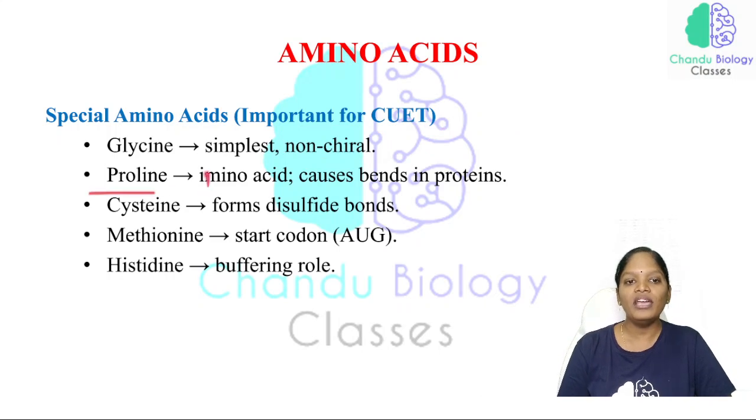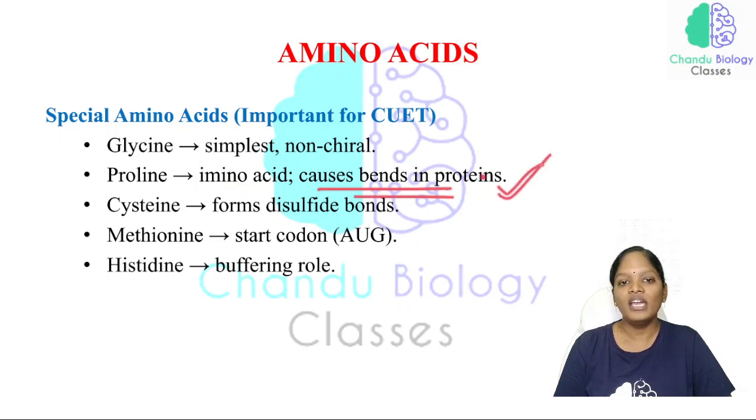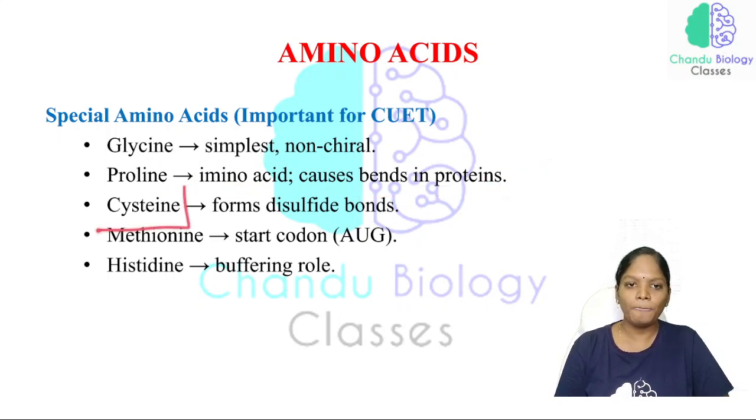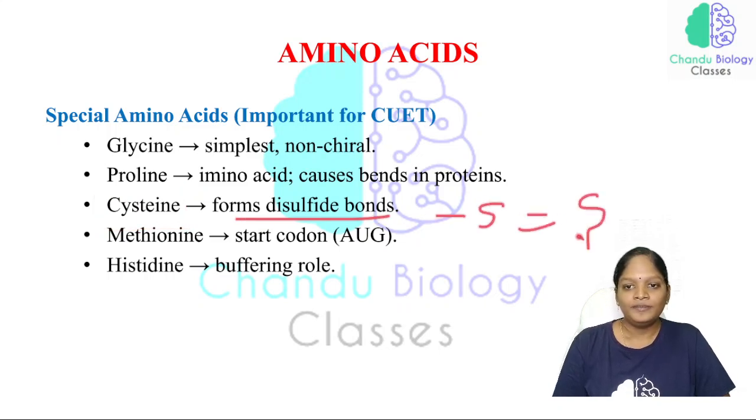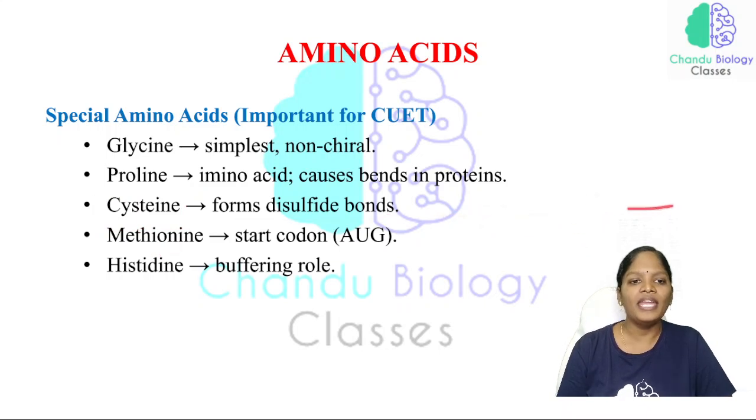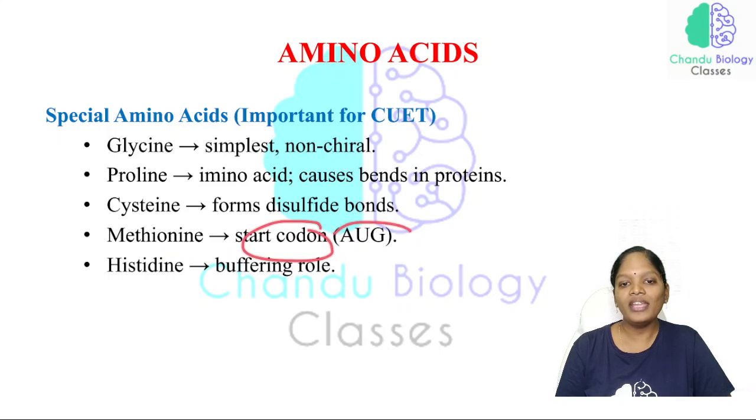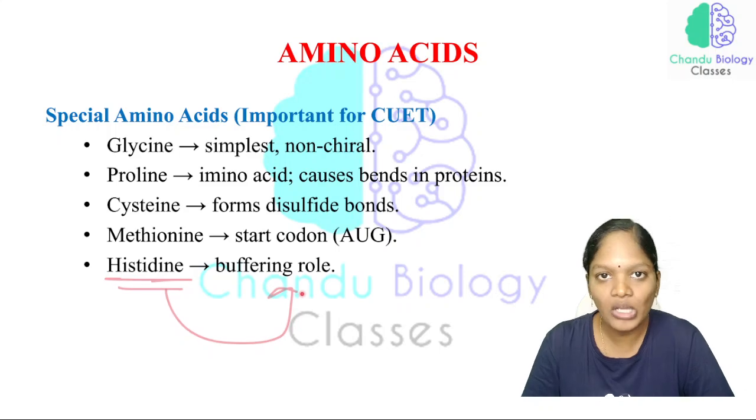And proline, that is an imino acid. It causes bends in proteins. That is, this ensures rigidity. Now, cysteine. Cysteine forms disulfide bonds like this. And methionine, this is the start codon. This is the start codon. AUG codes for the methionine amino acid. And histidine, this is involved in the buffering role.